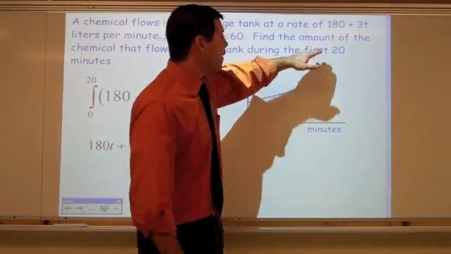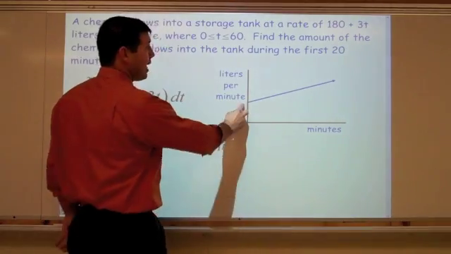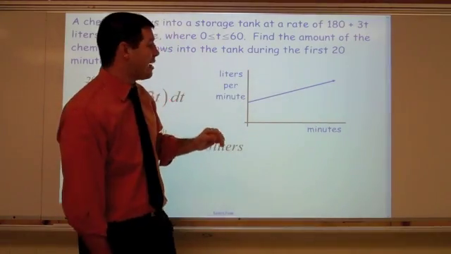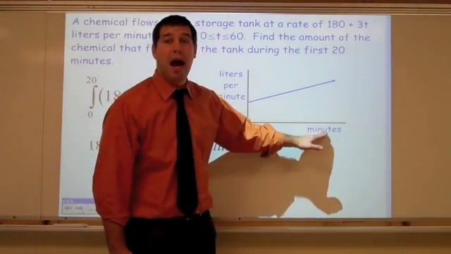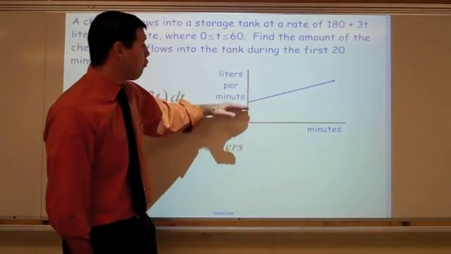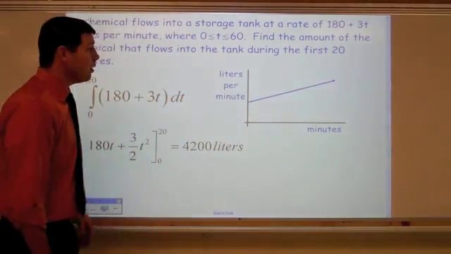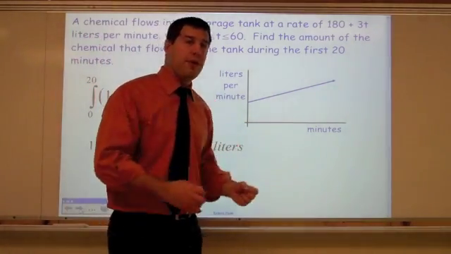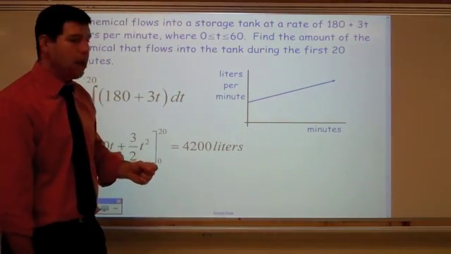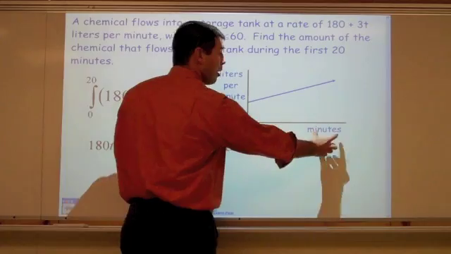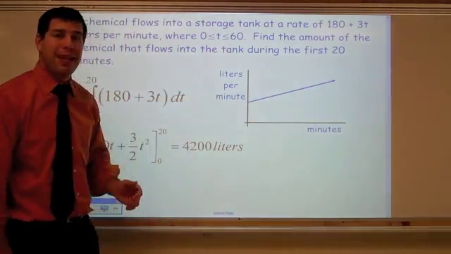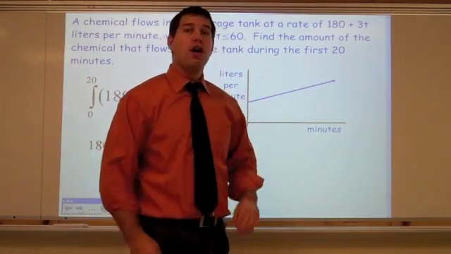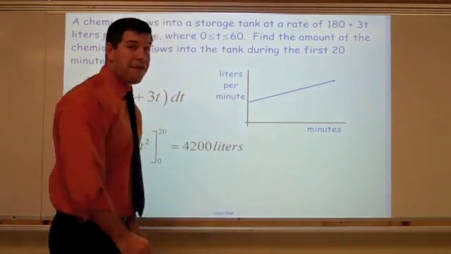So if I graph that rate, 180 plus 3t, you're going to get a linear function. And I look at my units on each axis. The horizontal axis would be my time in minutes. The vertical axis would be my rate, liters per minute. Well, if I want to find total liters that flowed into that tank, I could take liters per minute, multiply it by minutes. The minutes would cancel, I'd be left with liters. So if I multiply the vertical axis by the horizontal axis, I'm finding the area under the curve.